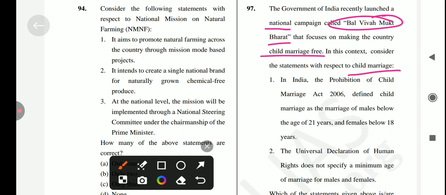Okay, so first is India's Prohibition of Child Marriage Act 2006, which defined child marriage as the marriage of a male below 21 and a female below 18 years. So the first statement is correct.